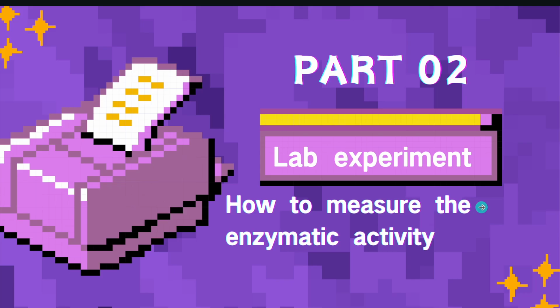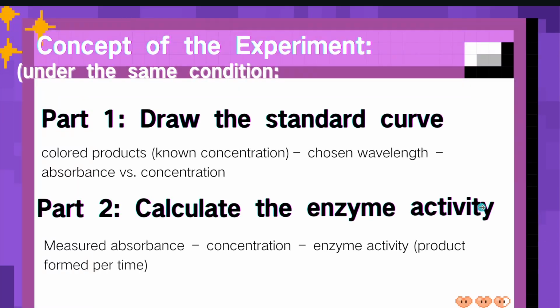Now let's move on to the second part, the lab experiment. Here I would like to introduce an experiment about how to measure enzymatic activity. Here's the concept of the experiment. The first part is about how to draw a standard curve. Many enzyme assays produce a colored product whose absorbance at a chosen wavelength is proportional to its concentration. By preparing a set of known product concentrations and measuring their absorbance, a standard curve, which is absorbance versus concentration, will be built.